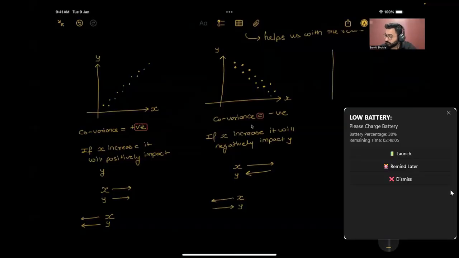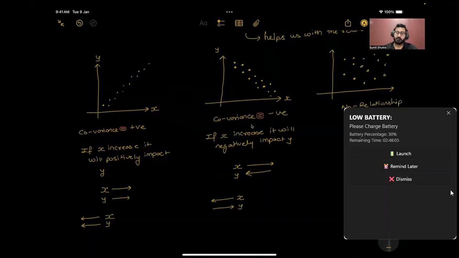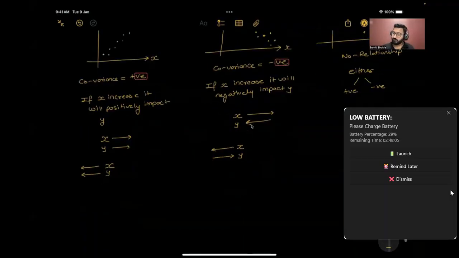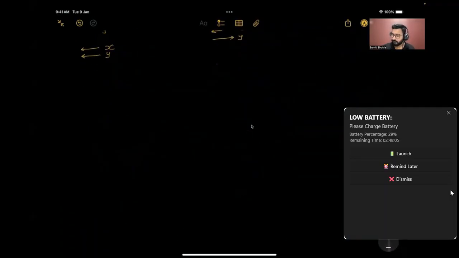Now the third scenario is, so this is known as no relationship. This one is no relationship. Now this is a problem with covariance, because in this case, I will get either a positive value or a negative value. But since that value is something which we cannot interpret, I cannot figure out which scenario this particular case falls under, because the value does not have a defined range, right? So this is the problem. Now, how can we solve the problem? That is where the concept of correlation comes into picture.